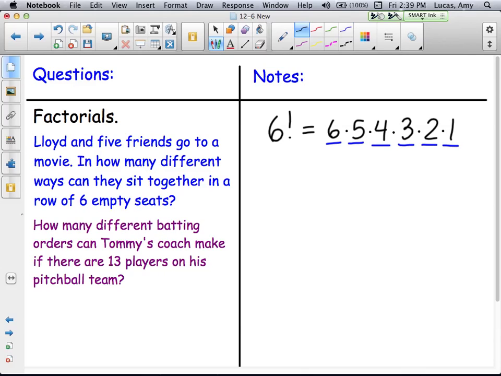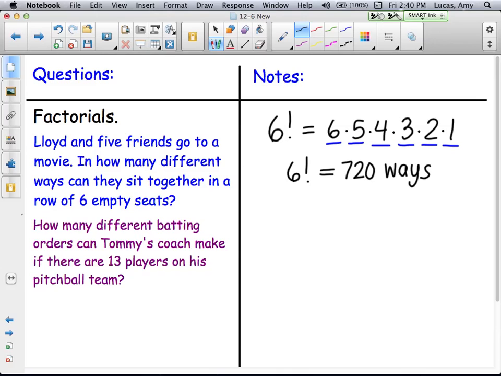So if you multiply all of these together, and you can even use this key on your calculator. A lot of calculators have a factorial key. So if you see a key on your calculator with an exclamation point, you can go ahead and use it. But if we multiply these all together, I get 720 ways that those 6 people could sit in 6 empty seats. So it's a really large number, probably way larger than you expected, because you think that there's only 6 people, that there couldn't be that many ways, but there really are.